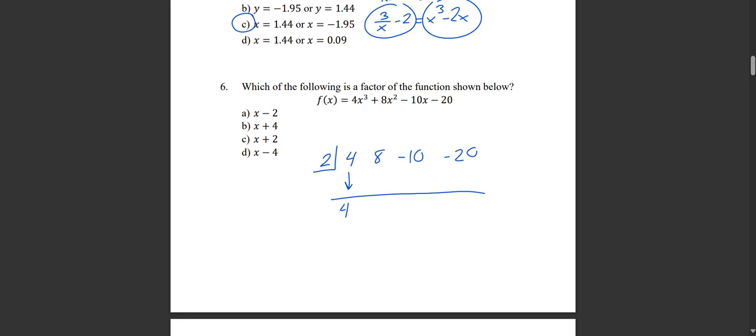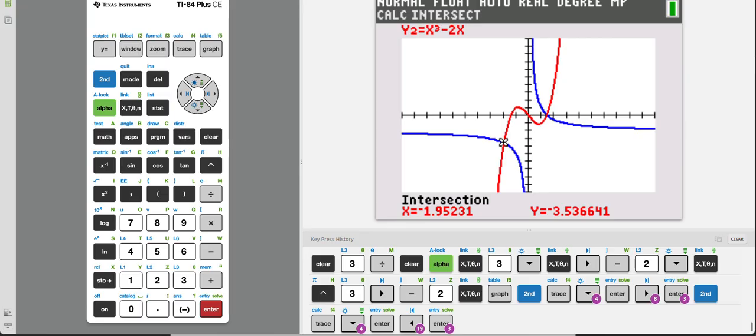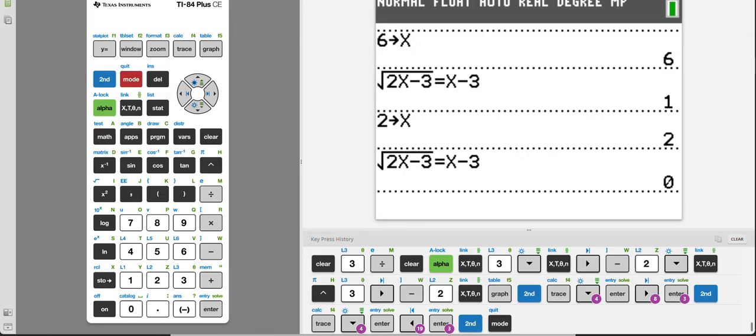You could also use the remainder theorem, which states that if x minus 2 is a factor of the function, then f of 2 would be equal to 0, right? A factor is a 0. And I'm going to show you that method. So I'm going to quit out of here. I'm going to store 2 into x.